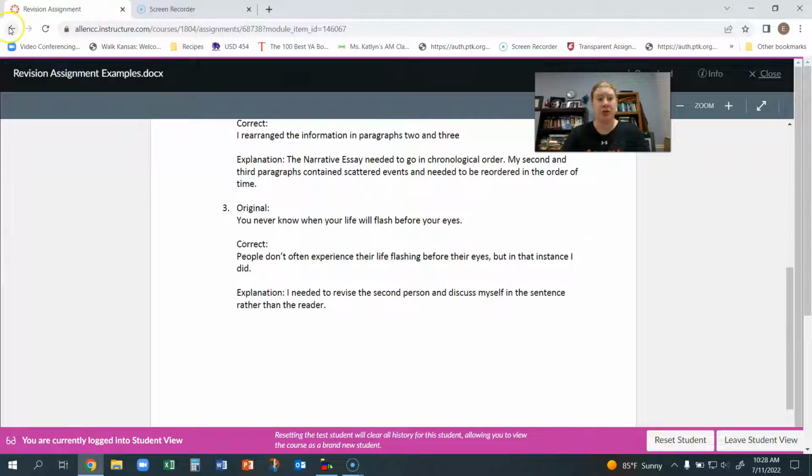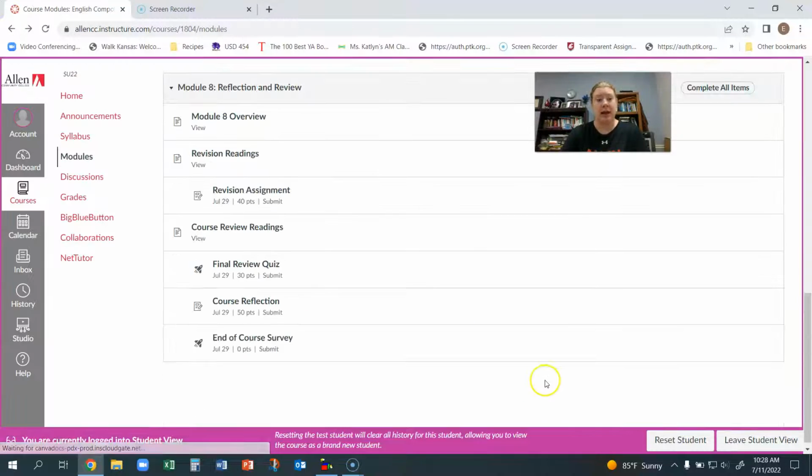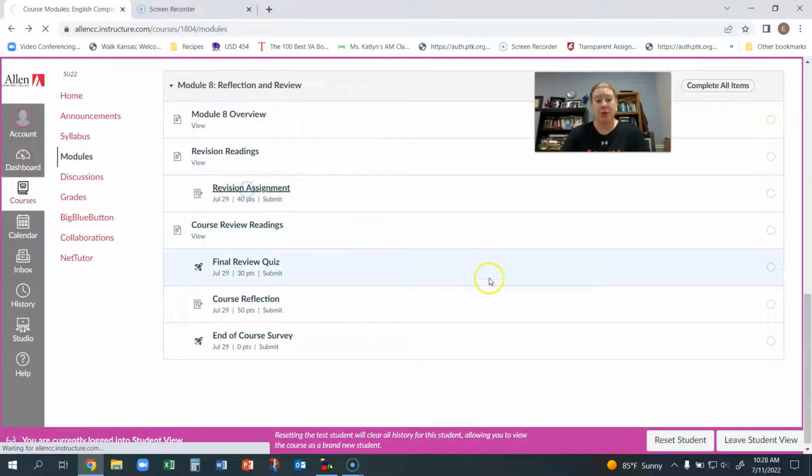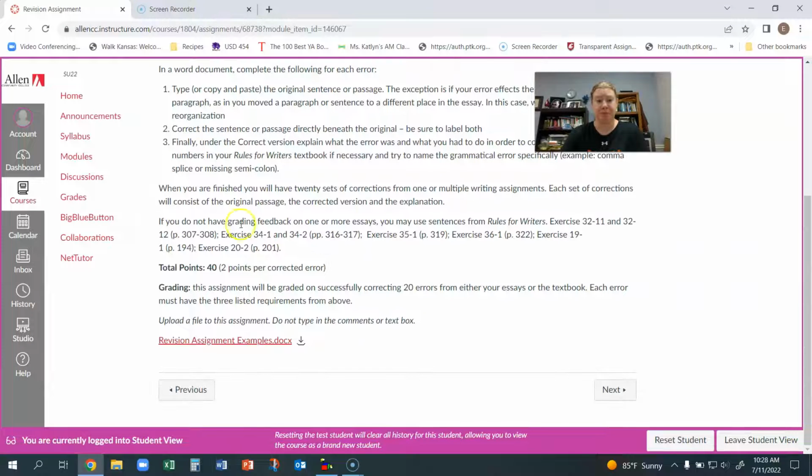If you do, for some reason, run out, or maybe you didn't turn an essay in, then you also have the option of exercises out of the Rules for Writers textbook. You can substitute some of those sentences.